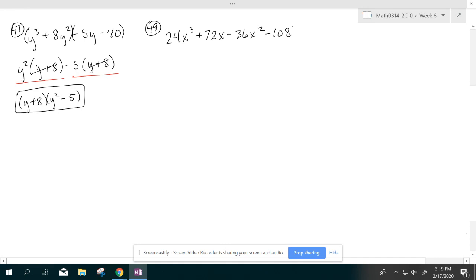All right, first question, how many terms are there? 4. Listen, is it in descending order? Or are the terms out of order? You know what we need to do first? We need to put them in order. So the first thing we really should do is rewrite it in descending order. If it's not in the right order, you're going to have problems factoring it.